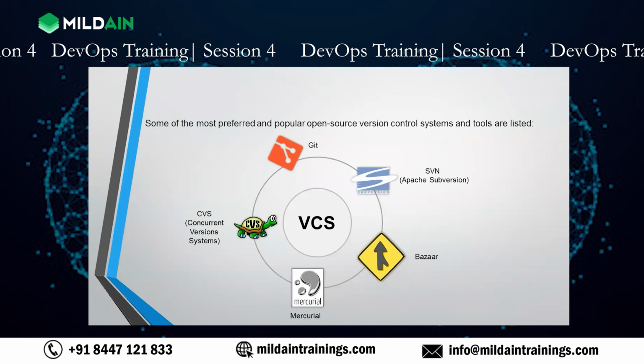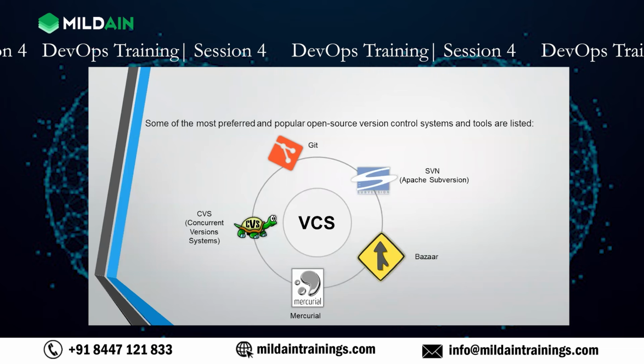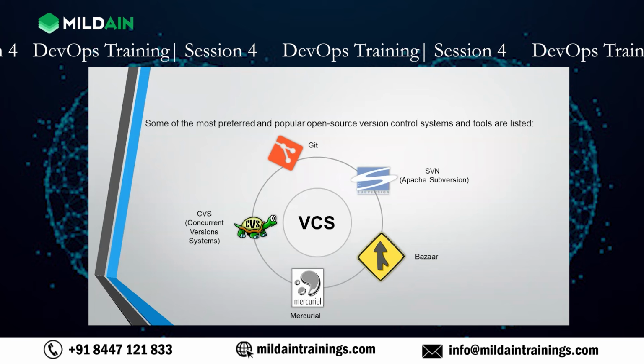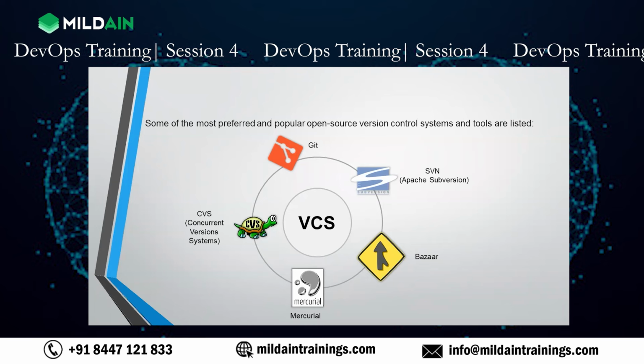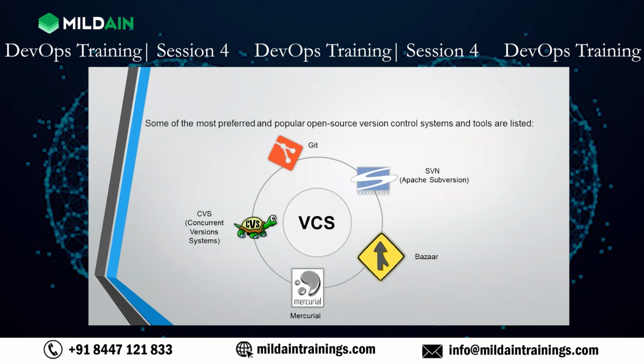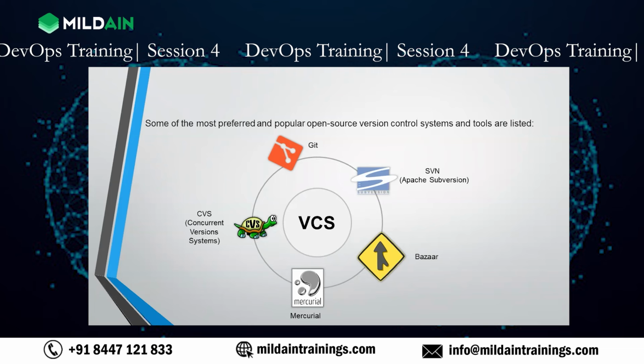SVN from Apache, Bazaar, Mercurial, then CVCS, that is Tortoise, and Git. These are open source. These are not paid versions. We have Git, and GitHub is not a paid version, but GitLab is an enterprise version, and it is a paid version.